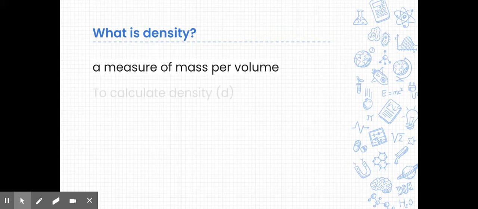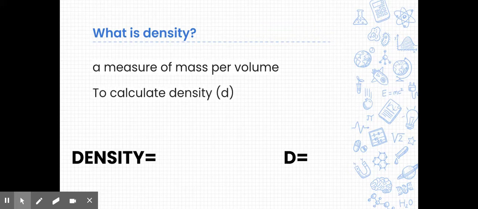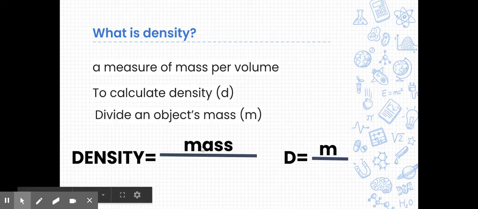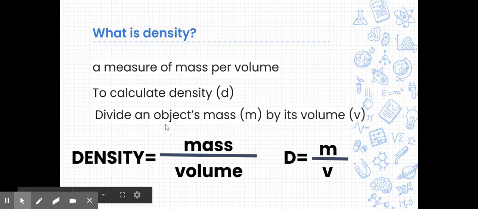In order to calculate density, we use a formula. We divide an object's mass by its volume. So the formula for density is mass divided by volume.